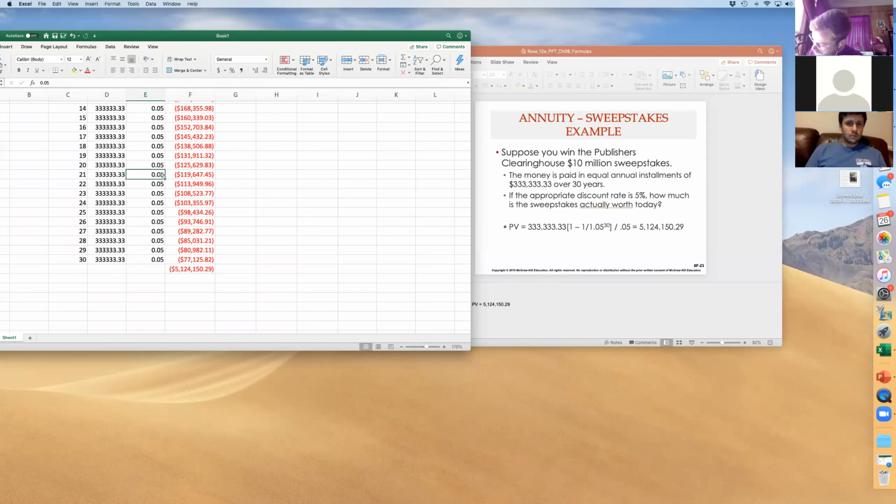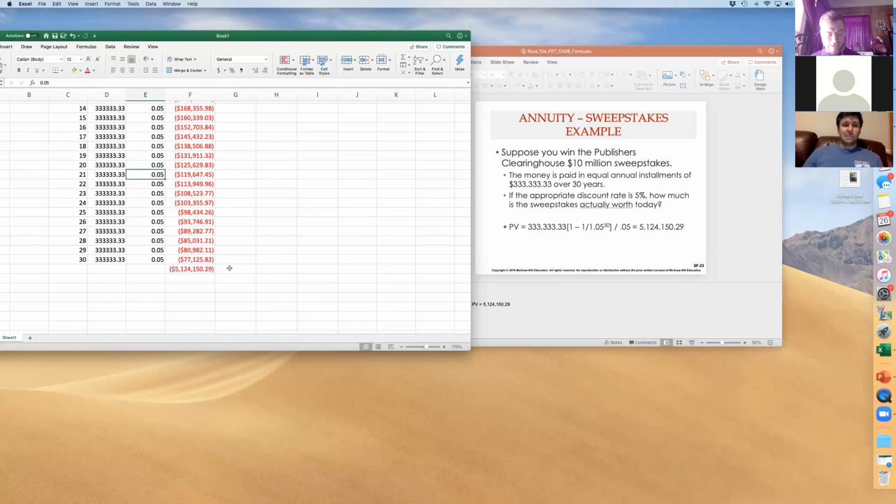So that $10 million sweepstakes is really not worth $10 million to you. It's really worth $5,124,150. That's what it's really worth in present value terms with an interest rate of 5%.